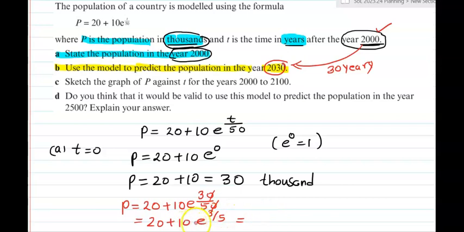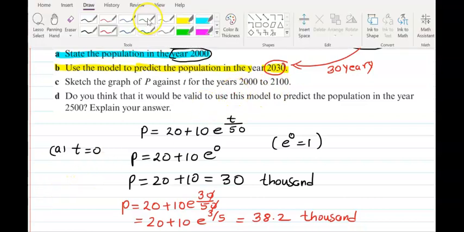20 plus 10 times e to the power 3 over 5. Let me know how much it is coming. 38.2. Yeah. So we can put here 38,200. Is that okay? This is your second part. The third part is you need to sketch the graph of P against t for the years 2000 to 2100. Please try this one.